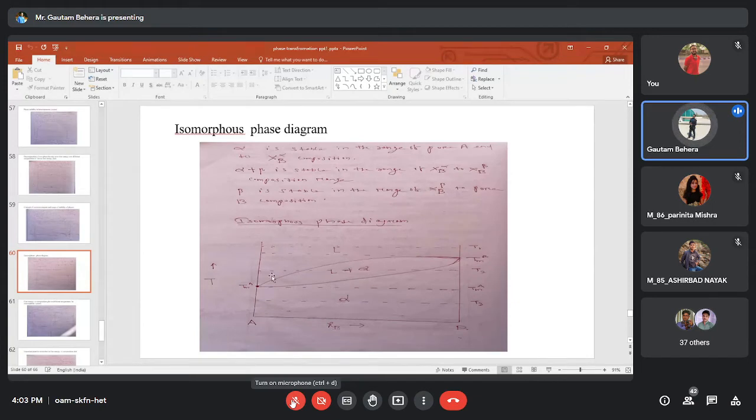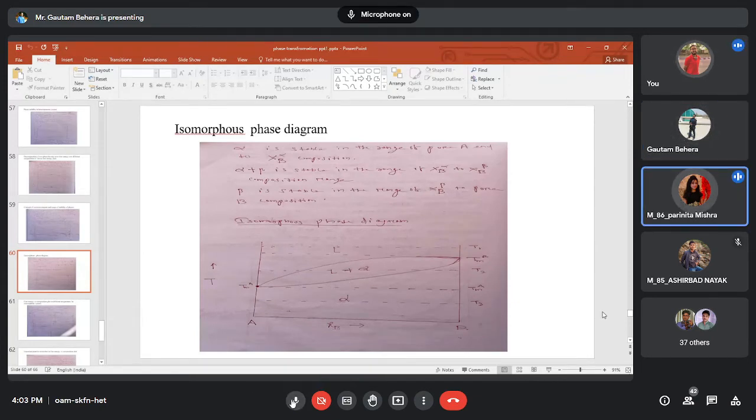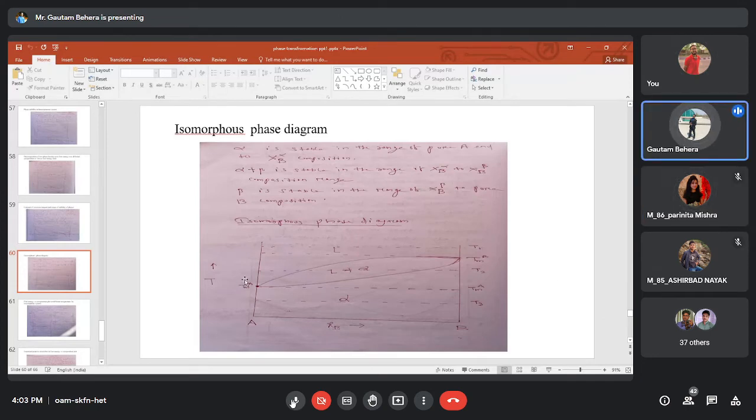Top boundary is called what? And bottom boundary is called what? Solidus boundary and liquidus. Which one is solidus? Above. Bottom one is solidus. You just remember, don't be confused. Bottom one is the solidus line or solidus boundary, and top one is liquidus.